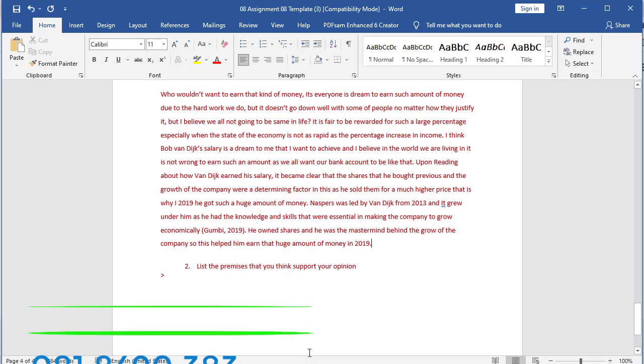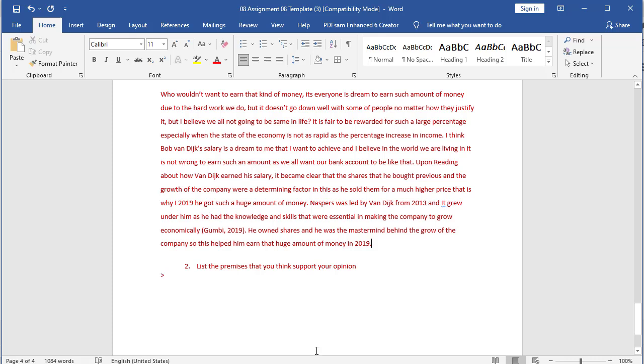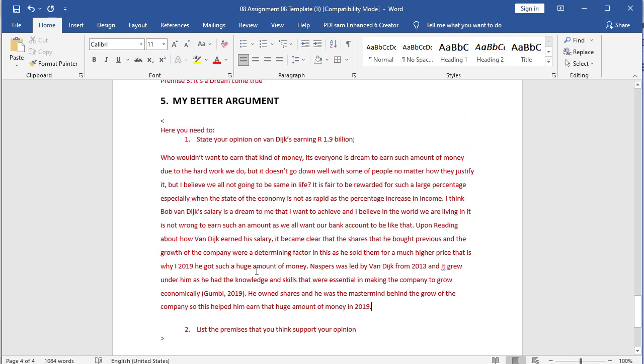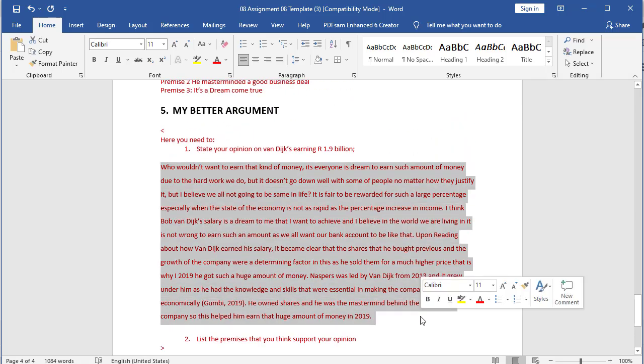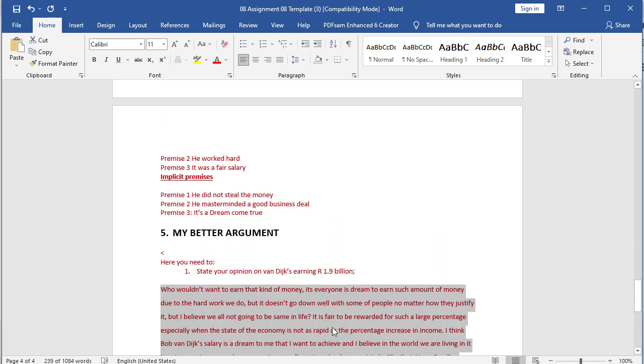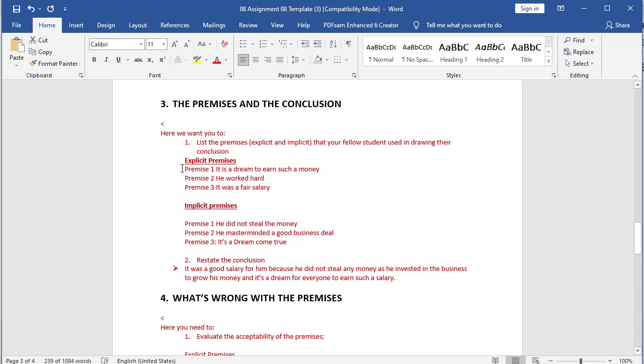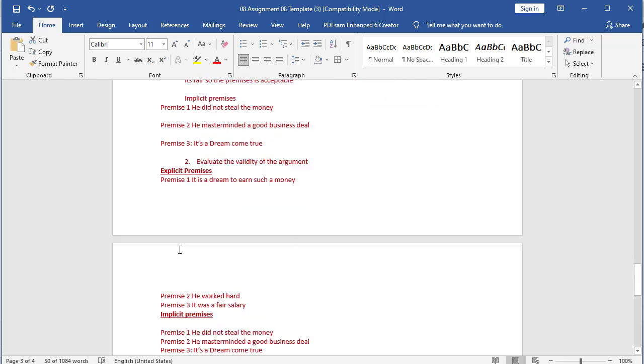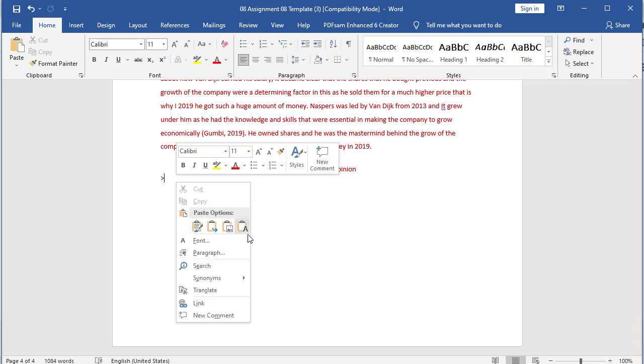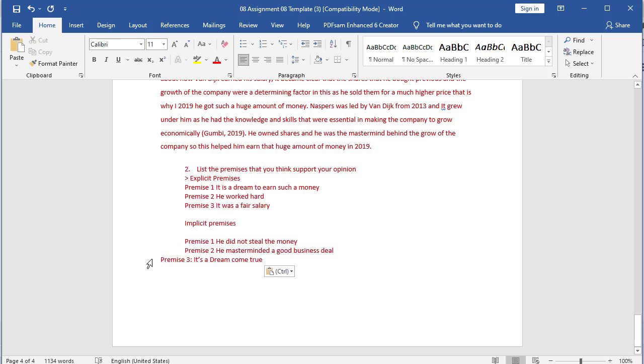That will help you to get good marks. Now we are going to list the premises from this assignment. Remember, we already listed the premises because I'm using the very same assignment, but I'm not saying do what I'm doing right now. Listen to what I'm saying actually. The premises here, I'll just take the implicit and the explicit premises and paste them here. So this is how your assignment is supposed to look.